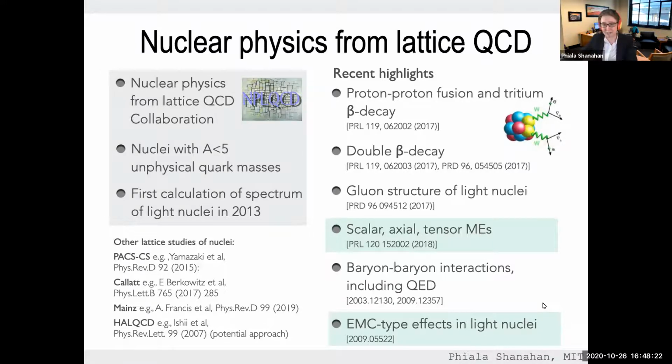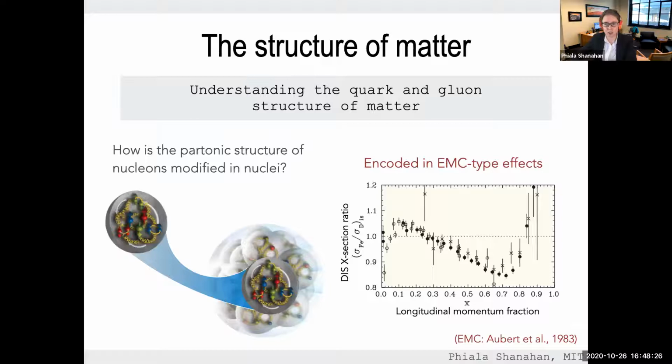So one of the simplest aspects of trying to understand how the structure of a nucleus is different from that of protons and neutrons is to ask about some of the quantities we've already seen, like the momentum fraction. These types of nuclear effects are what we call EMC type effects, named after the European Muon Collaboration, who first saw these sorts of effects in 1983. They did deep inelastic scattering, which we talked about at the start, and they saw that deep inelastic scattering off a nucleus is not just the sum of deep inelastic scattering off the individual protons and neutrons, that there is a nuclear effect there. This is the deep inelastic scattering cross-section ratio per nucleon for iron to deuterium versus the longitudinal momentum fraction here. And you see that this is not one, right? Nuclear effect in this quantity.